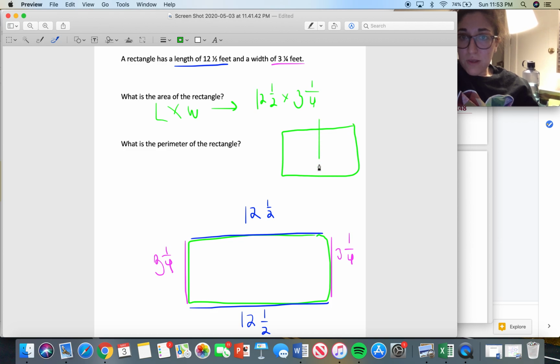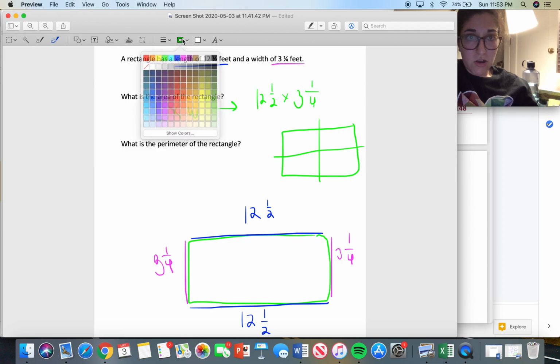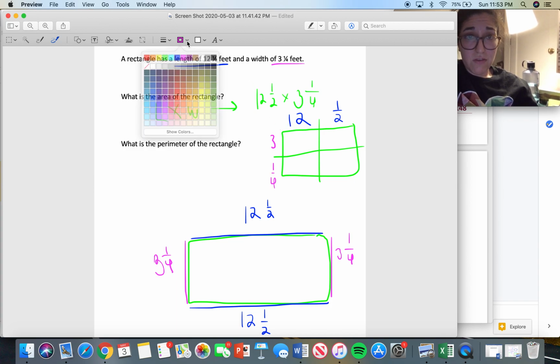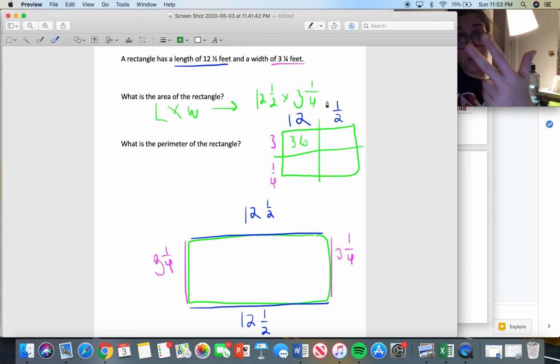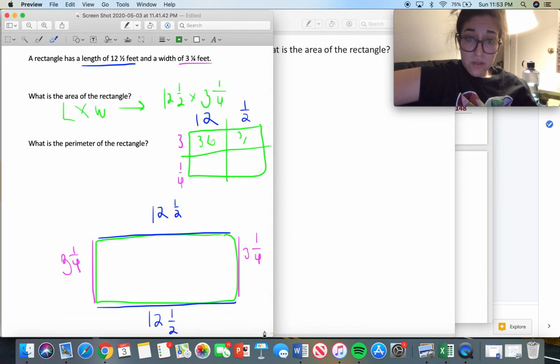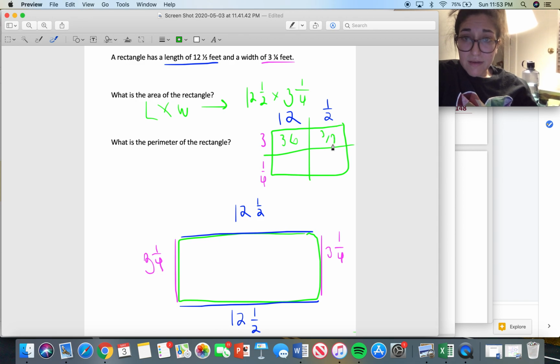Let's break 12.5 up into 12 1/2. And I'm going to break my 3 1/4 into 3 and 1/4. 3 times 12 is 36. 3 times 1/2 is 1/2 plus 1/2 plus 1/2, or 3 halves. 12 times 1/4 is 12 over 4. And 1/4 times 1/2.